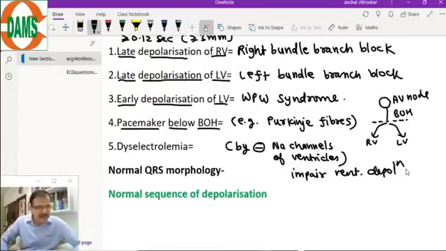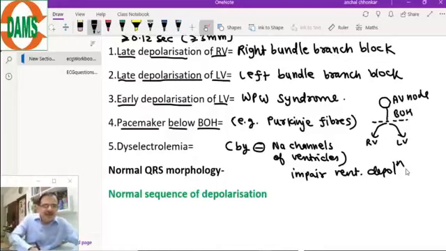They will impair the ventricle depolarization. By inhibiting sodium channels of the ventricle, all of you must be knowing that sodium channels are responsible for depolarization of the ventricles. So if those channels are inhibited, depolarization is impaired and QRS becomes wide.